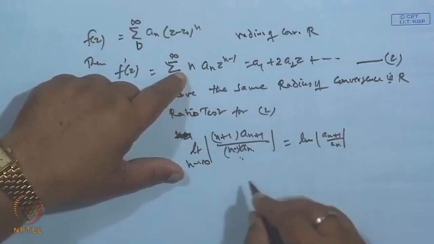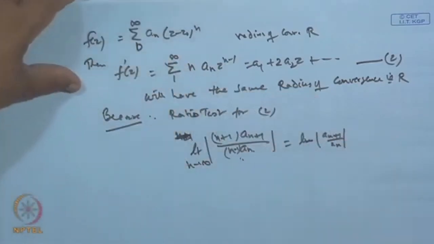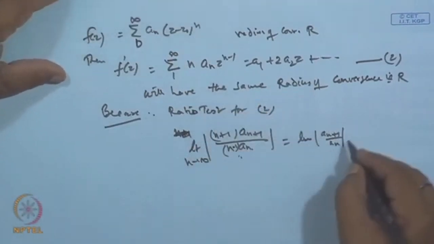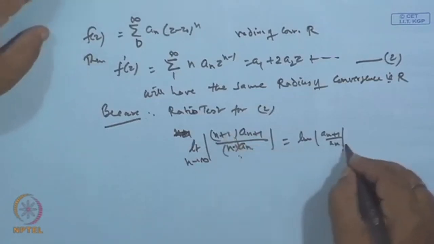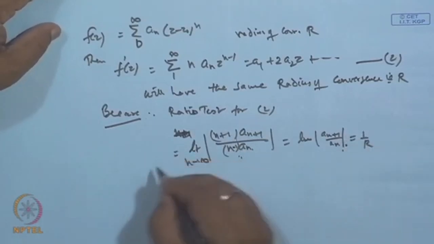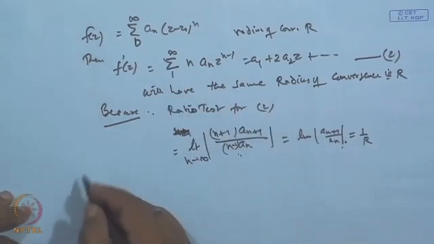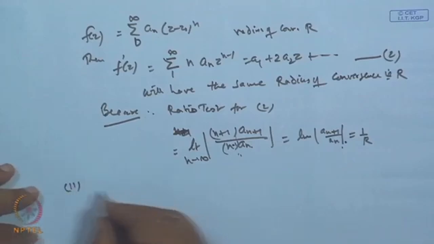Now there is no problem. The (n plus 1) factor is the same as this, because this limit is 1. So we get this, and it means this is nothing but 1 by r. So the derived series will have the same radius of convergence. Similarly, for the second part, the integration of the power series.